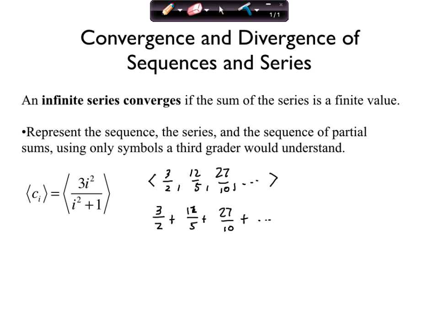Okay, then the sequence of partial sums. What's the first in that list? 3 halves. The next in that list, 3 halves plus 12 fifths. The next in that list is the sum of the first 3. The fourth partial sum would be the sum of the first 4, and you make a list of partial sums. That's the sequence of partial sums.